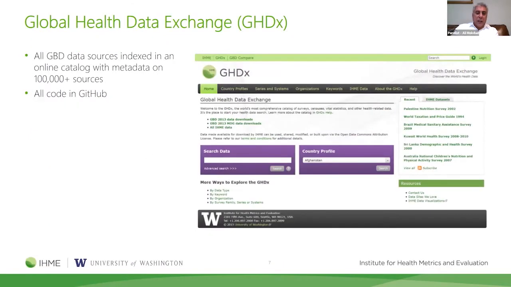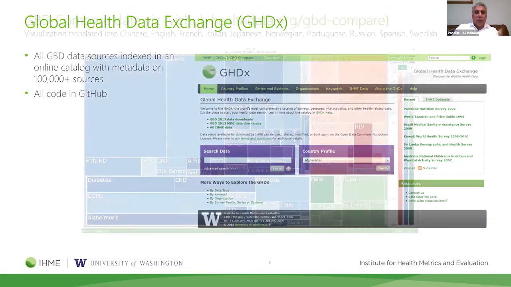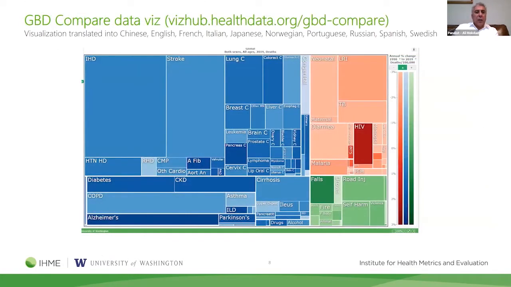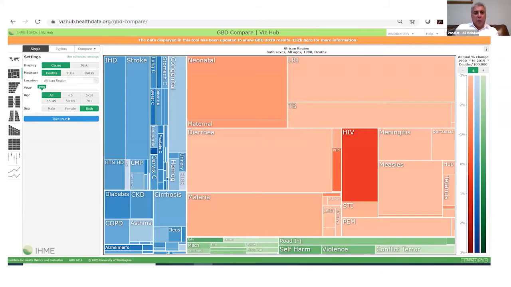All that I'm presenting is available on the web. All the data sources are available on our Global Health Data Exchange. For every country in the world, you could put in the name of the country, and it gives you all the sources of data that we use in GBD. And everything I'm presenting today is available in a nice visualization on our web, vizhub.healthdata.org/GBD-compare. You can mine the data, download the data, and use it for your purpose.